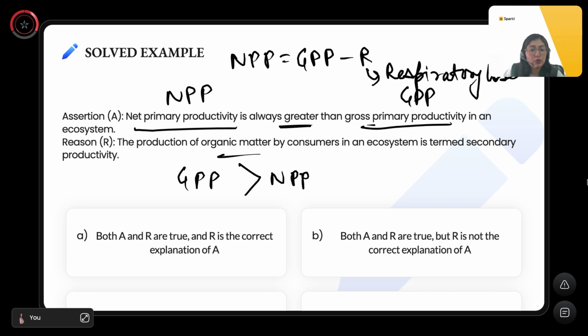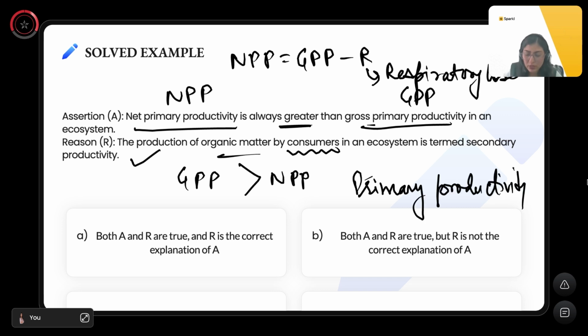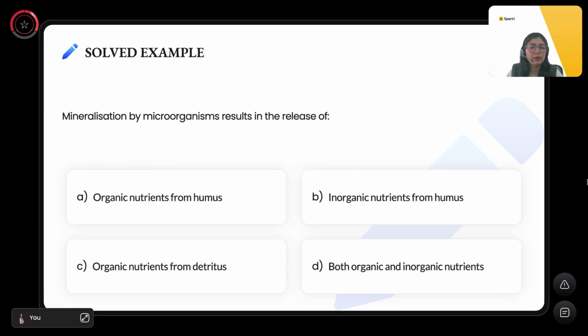Okay. Now, if you talk about the reason over here, the reason is a correct statement. Yes, the production of organic matter by the consumers, not the producers, by the consumers in an ecosystem, it is called secondary productivity. Primary productivity is the one seen in case of which the producers produce. Okay, clear? Let us move on to the next question then.